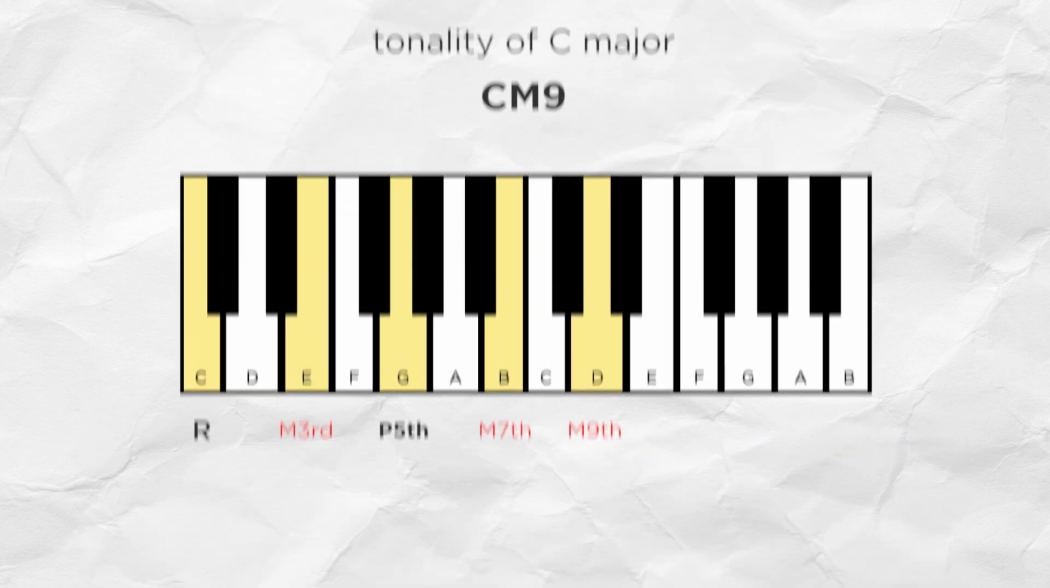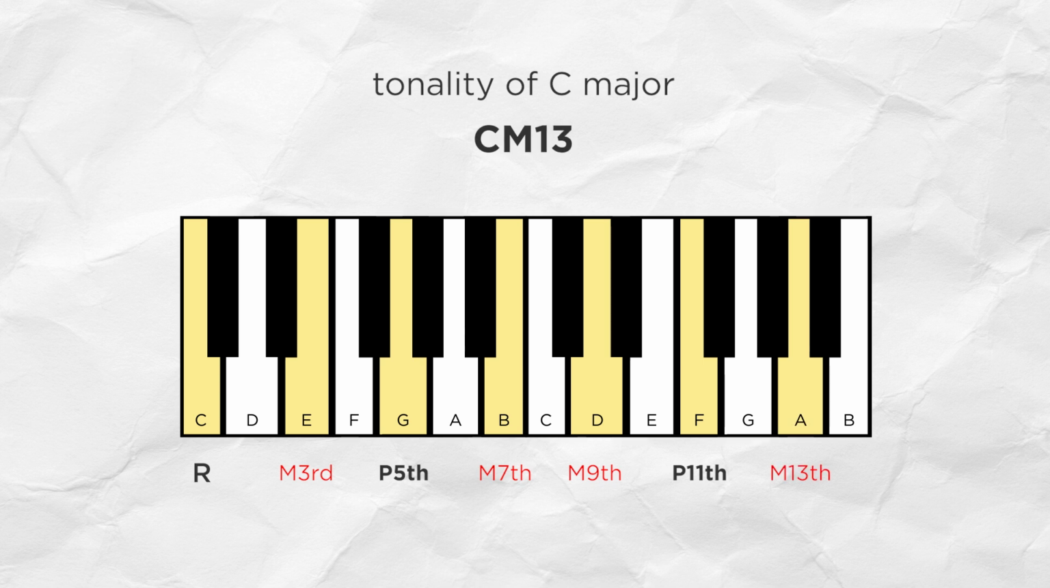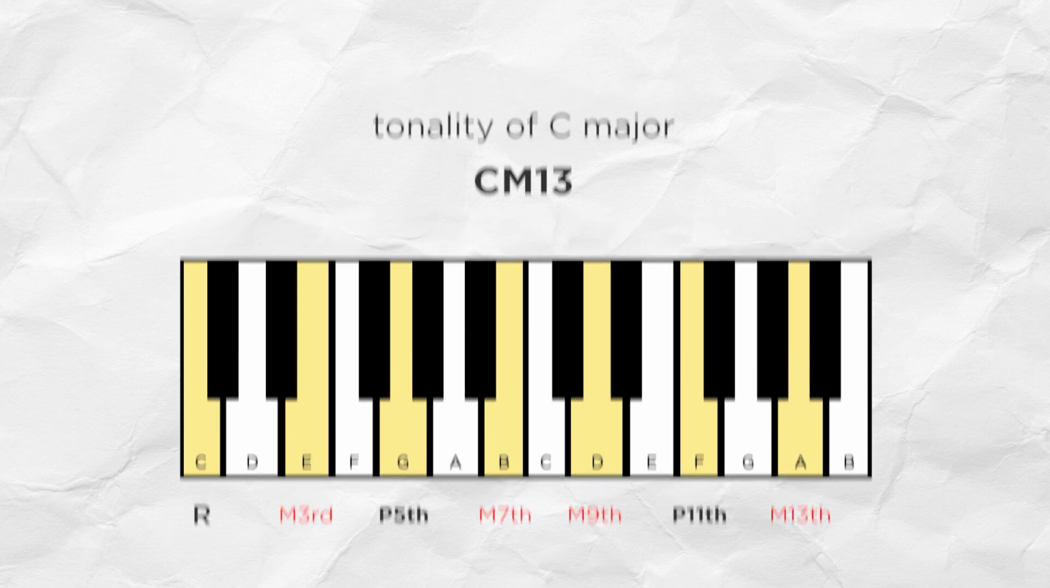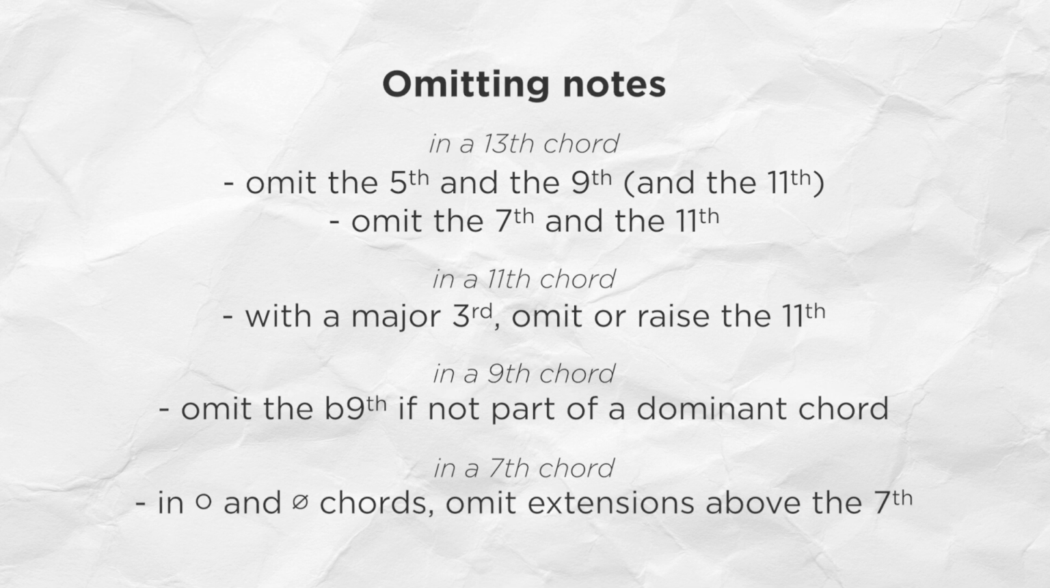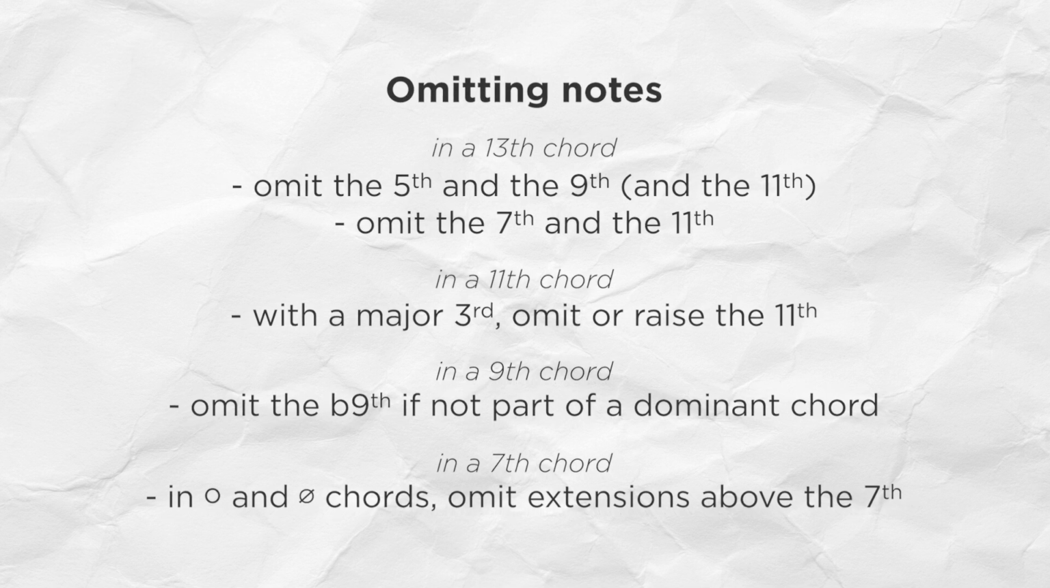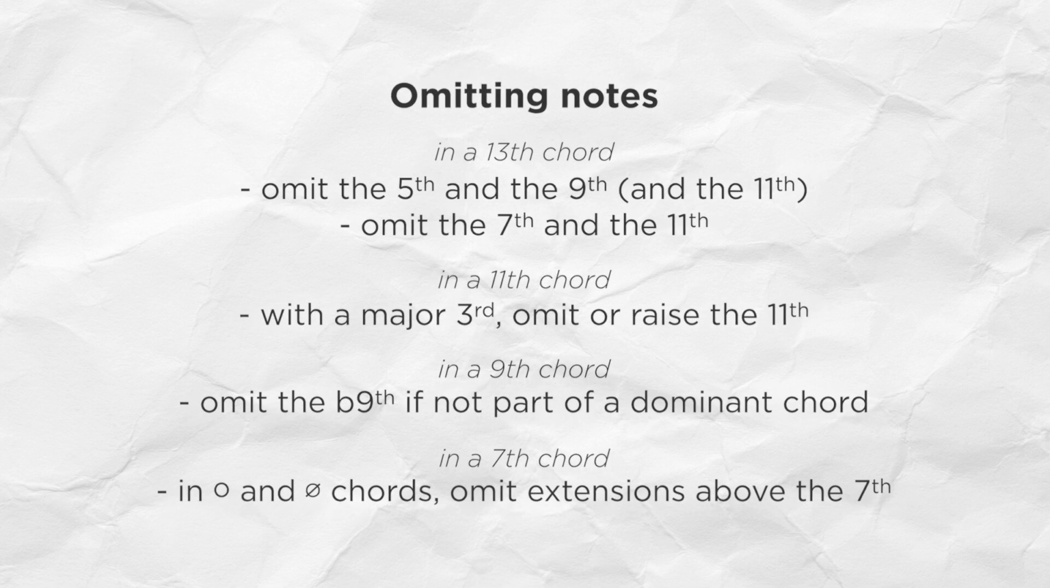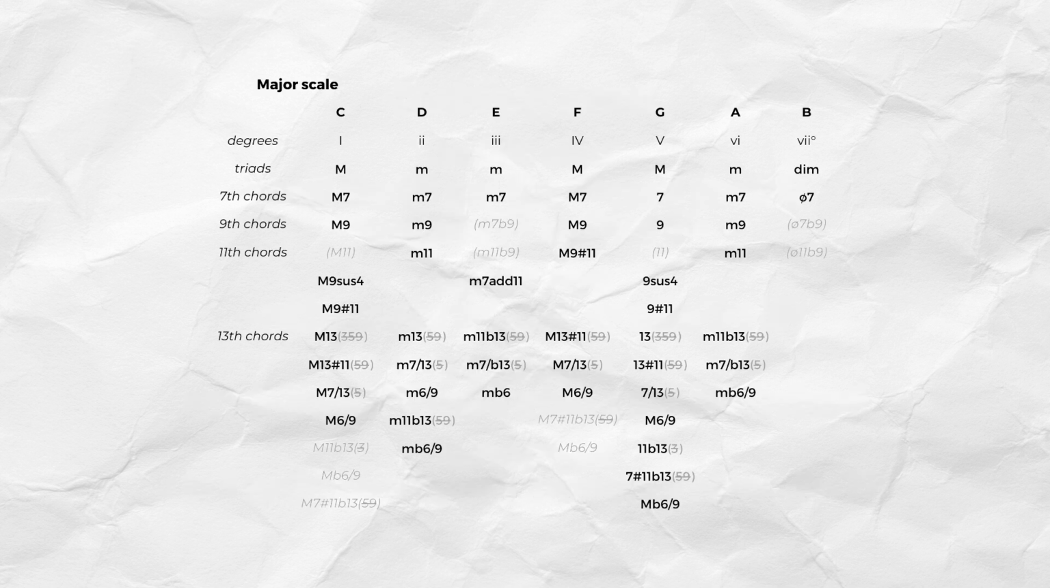Then we can add more extensions to make 11th and 13th chords. But adding those extensions can quickly make things sound more dissonant, so there are a few rules that you can follow to make them sound better. I've already talked about those rules in my 2 previous videos that are in my music theory playlist, so I'll directly work with the list of chords they make in the C major scale.